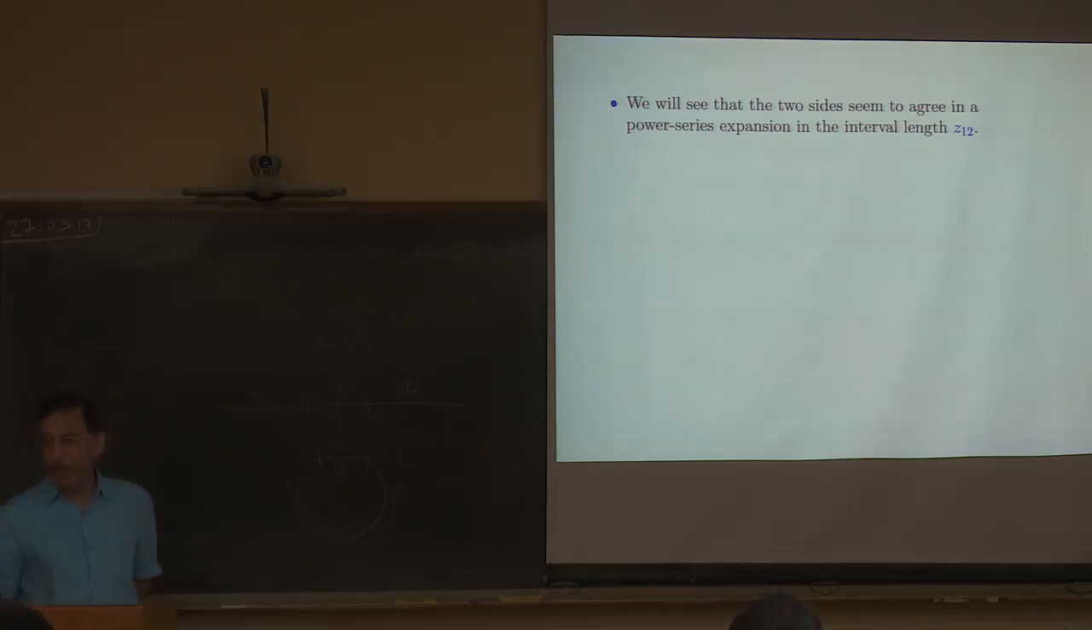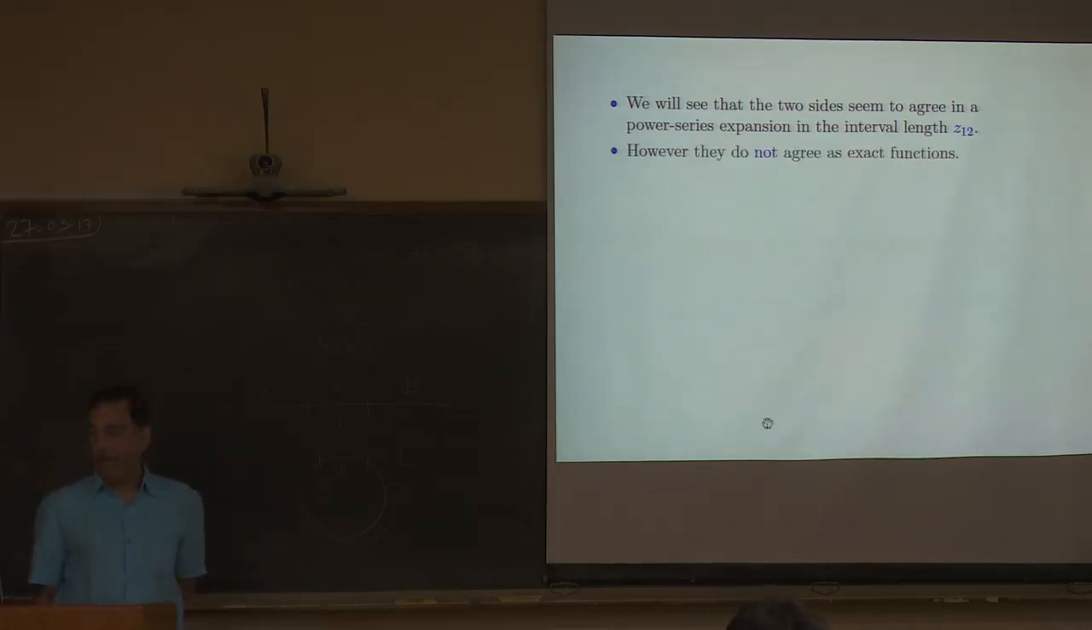Okay, what we'll see is that the two sides seem to agree in a power series expansion in the interval length. However, they don't seem to agree as exact functions for some reason which we are quite baffled by. So this is preliminary and it's only been a few weeks. The power series breaks down after a while. Yes, and we'll see also that it breaks down outside the physical region, but in a region where the functions are well defined. It breaks down when Z12 is greater than 1.